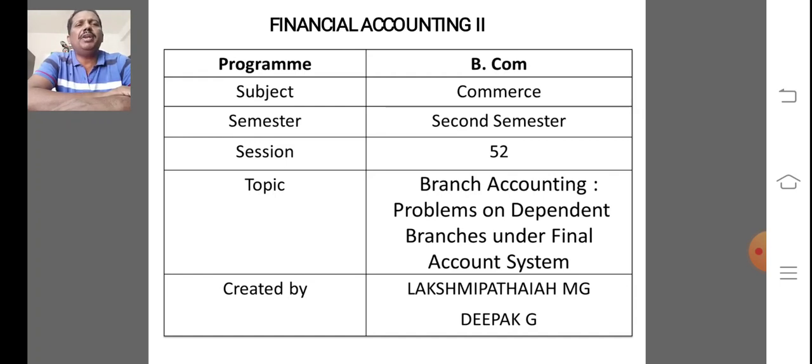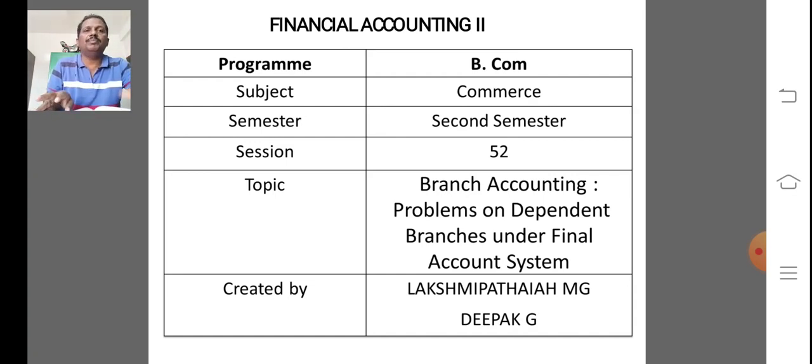My title is Financial Accounting 2. Now I am discussing session number 52. The topic is branch accounting. I am working the problems on dependent branches under final account system. So what is final account system?